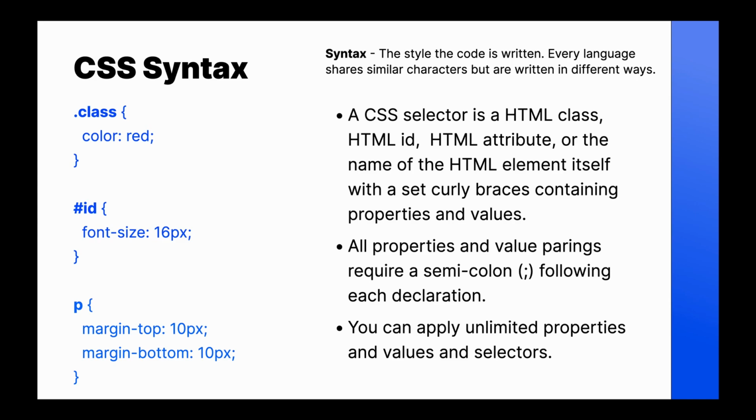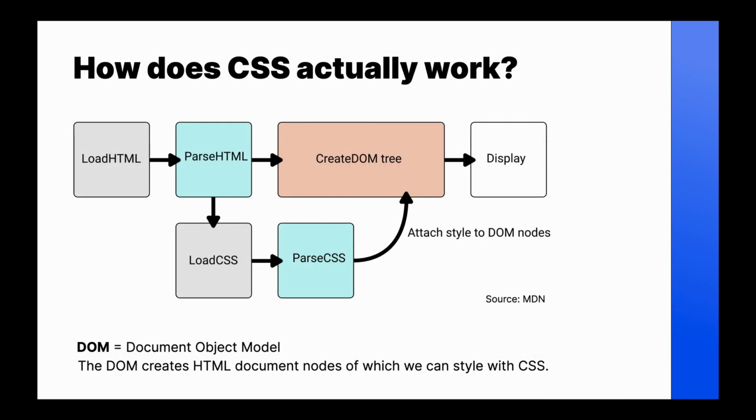Each line on the CSS rule and declaration is going to need a semicolon to be considered valid code. So you want to make sure you have that after each line. And with CSS, you can apply unlimited properties and values to each selector you want. So it's basically endless. So how does CSS actually work?